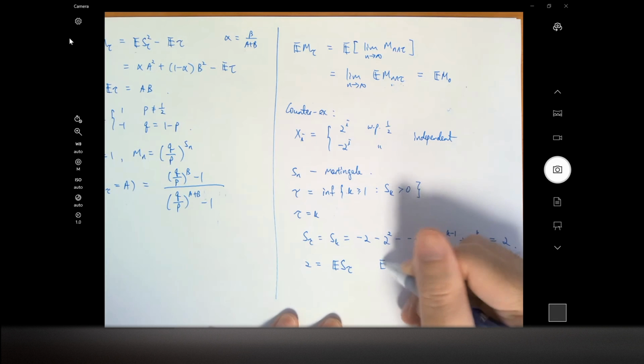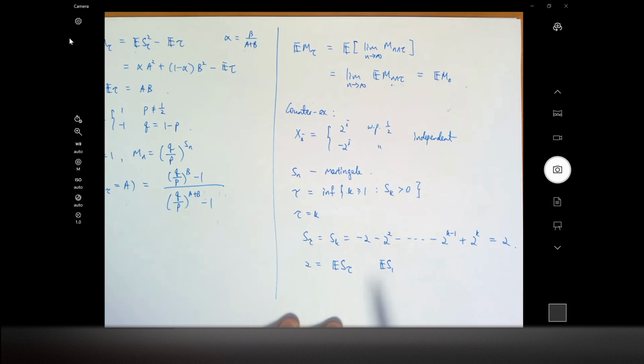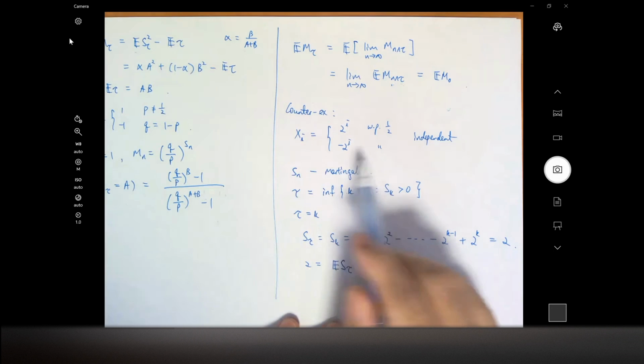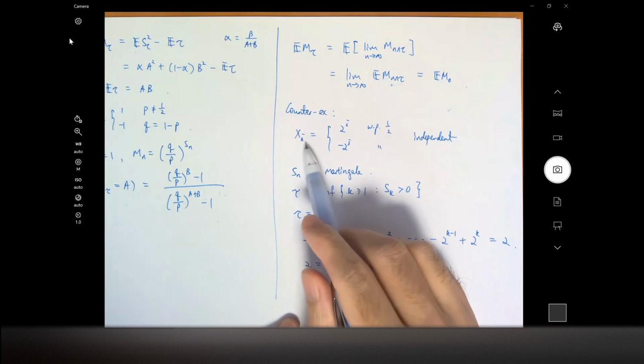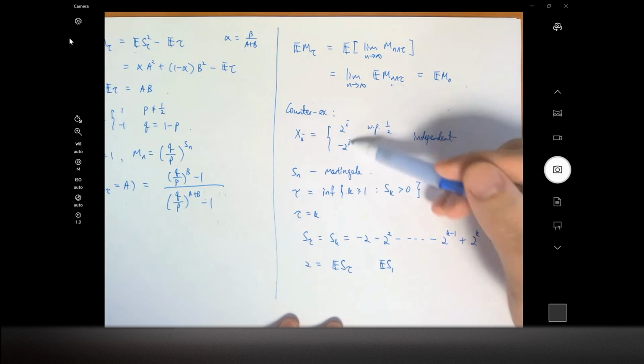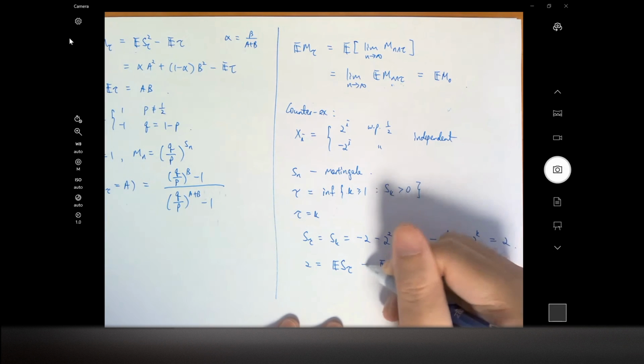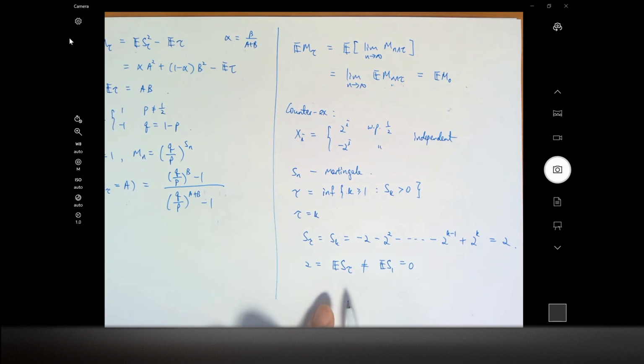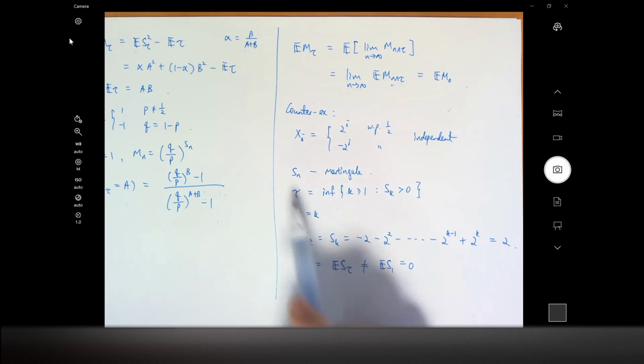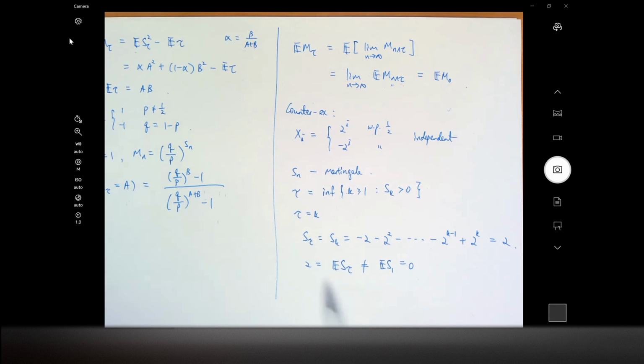But if you look at the expectation of, say, S1, S1 consists of just one random variable. So you take the expectation, and this is equal to 0. So this is not equal. This example shows that, although Sn itself is a martingale, for the stopped process there's no guarantee that the expectation will equal the martingale expectation. So this immediately implies that S tau itself is not a martingale.